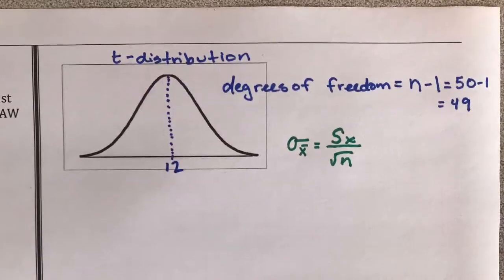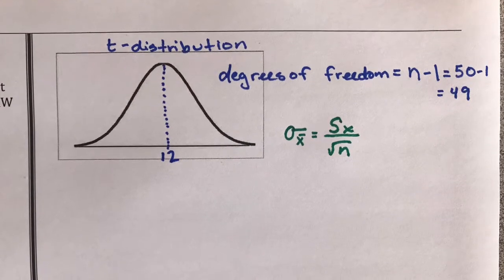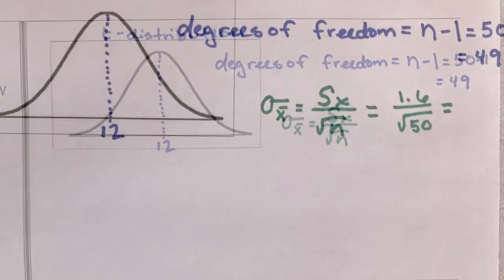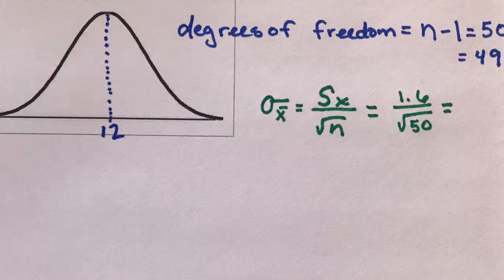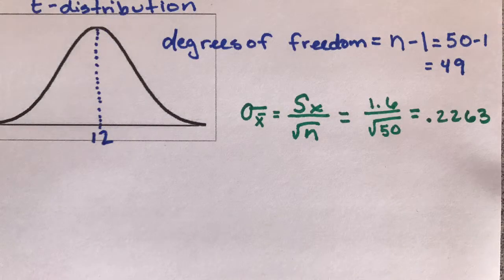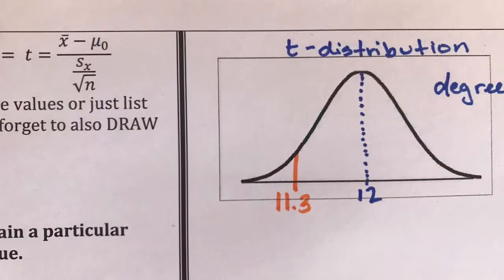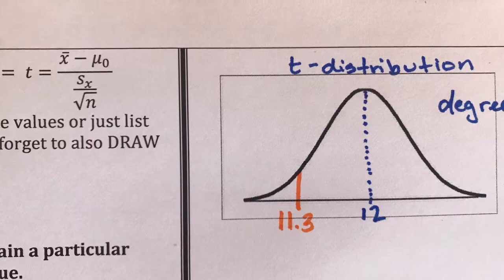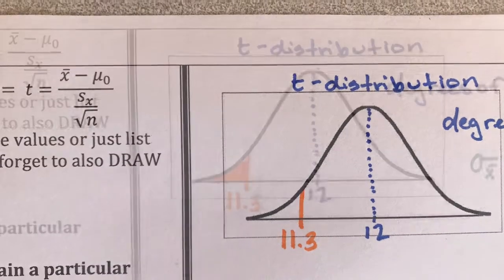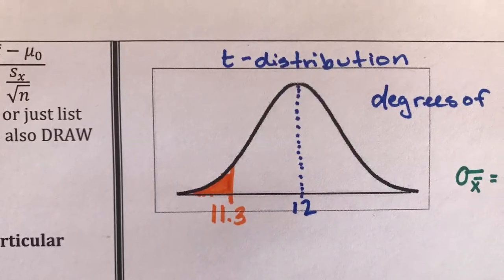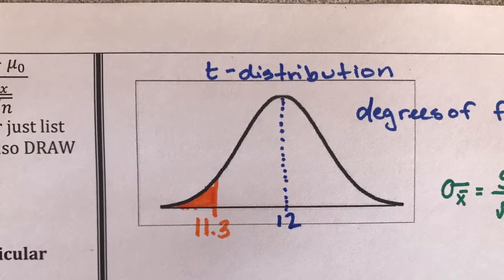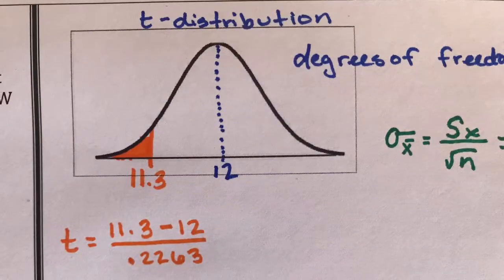So now we calculate standard deviation. In this case, we don't have sigma, so we're going to calculate standard error. S of x from our sample is 1.6 divided by the square root of n. That's approximately 0.2263 milligrams per deciliter. And then shade in our region. We're looking for 11.3 or more extreme. That's what our sample was, 11.3 for these 50 Jordanian children.